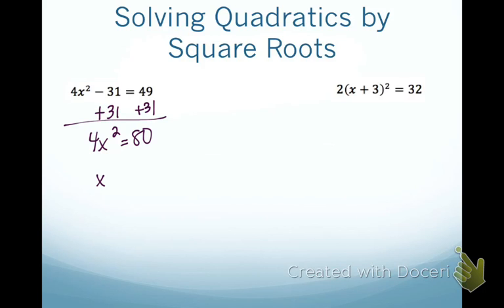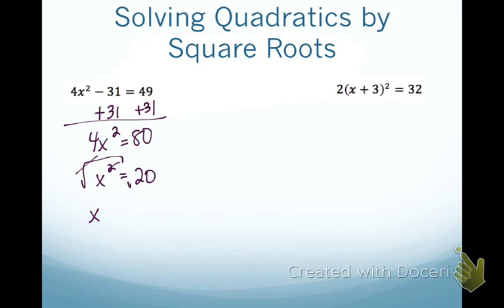And then dividing by 4. Okay, so now that x squared is alone, we're going to do the inverse operation of squaring, which is square rooting. So if I square root an x squared, I'm going to come out with just the x. The square root and the squared cancel each other out, and I just get what's on the inside.